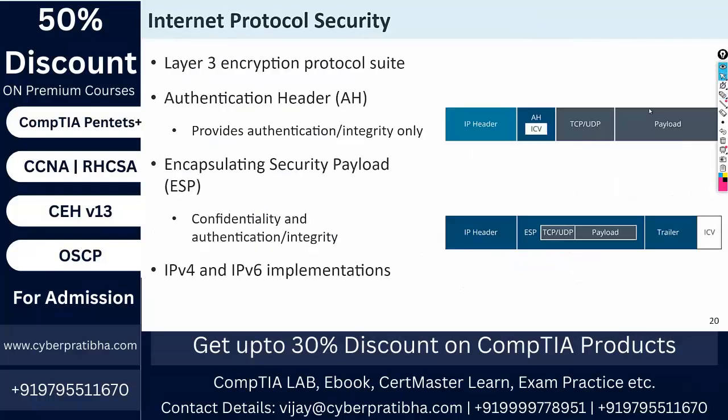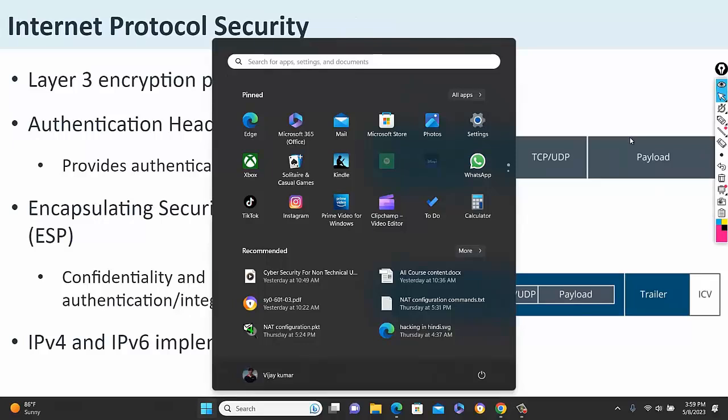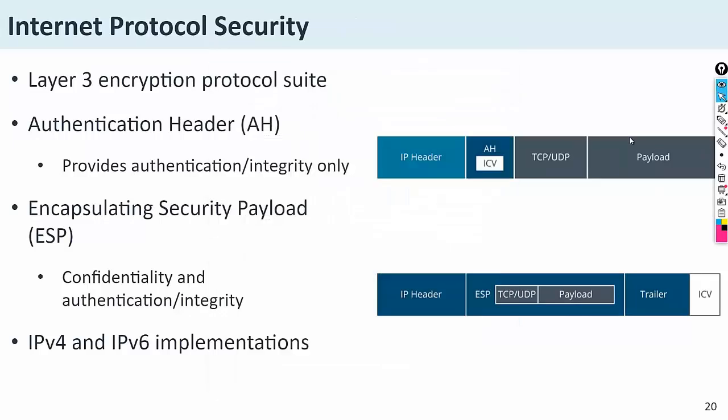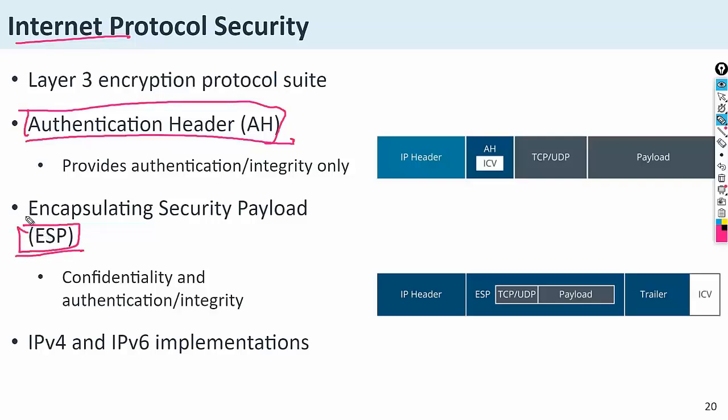Now the question is, what security is used at the time of making the connectivity? First is Internet Protocol Security, IPSec, which we have discussed already. Another is ESP. Keep in mind, one is IPSec and the other protocols are the authentication header, AH, and ESP. ESP is the encapsulating security payload.